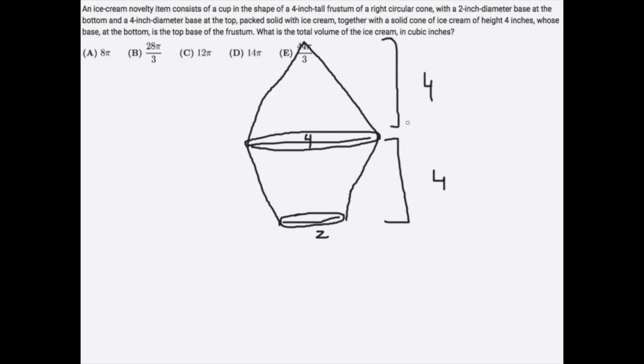So to compute the volume of the entire thing, we have to first compute the volume of the cone and then the volume of the frustrum. So for the cone, the formula is 1/3 pi r squared h. And just plugging this in, we have r is 2 because the diameter is 4. So we have 4/3 pi times 4, which is 16 over 3 pi.